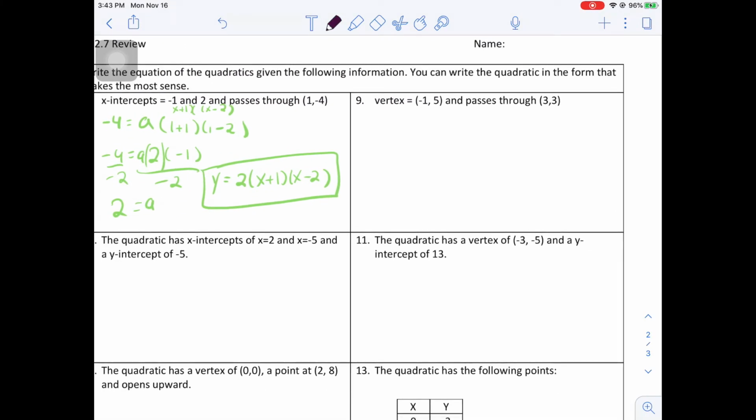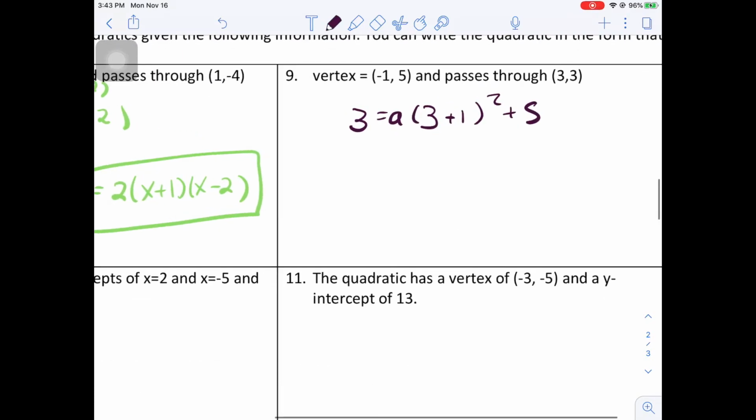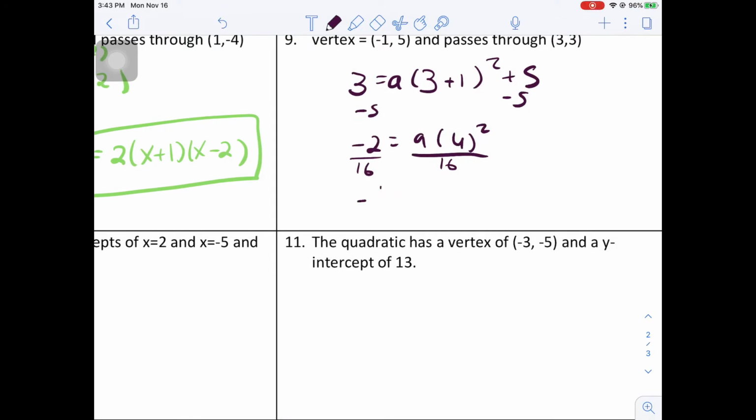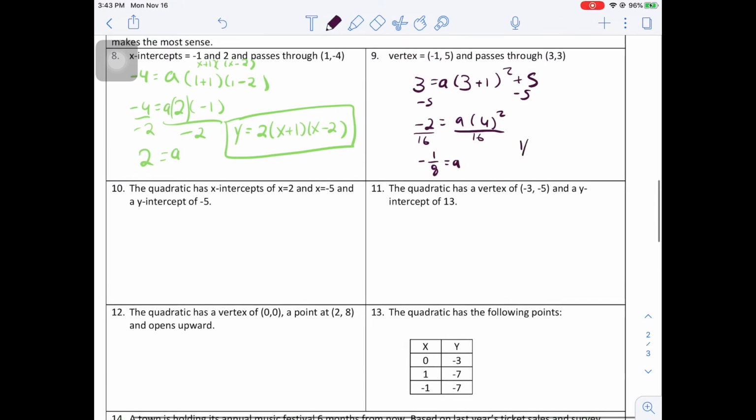Next, we're taking a look at vertex form, passes through 3, 3. So again, plug in everything we know. We know 3 is equal to a times (x plus 1) squared plus 5. We know that x is actually a 3. So I'm going to subtract 5, which gives us negative 2 is equal to a times 3 plus 1, which is 4, squared. So divide by 16. So that's negative 1/8 is equal to a. So we get y is equal to negative 1/8 (x plus 1) squared plus 5.